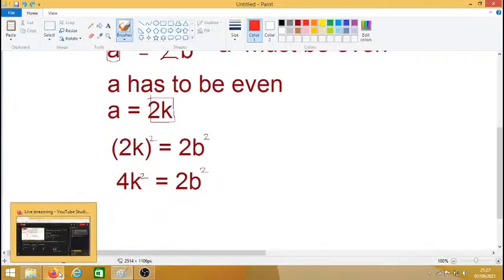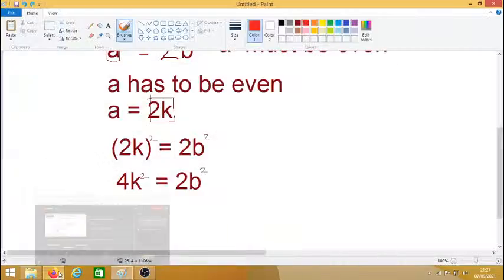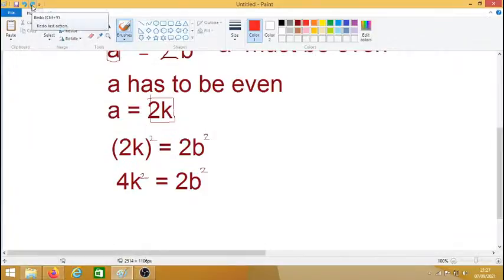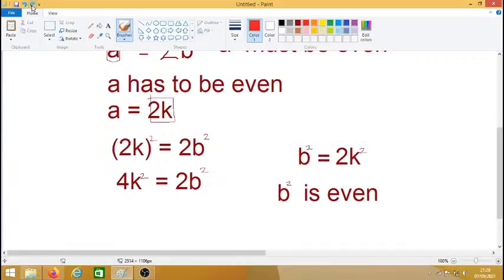See if you can write it down. Nothing special yet, but what we can do is simplify it a bit, divide both sides by 2. So 2k squared is b squared. Keep the b squared on the left, like we did before. Now we can see immediately it must be an even number. It's a multiple of 2. So b squared is even.